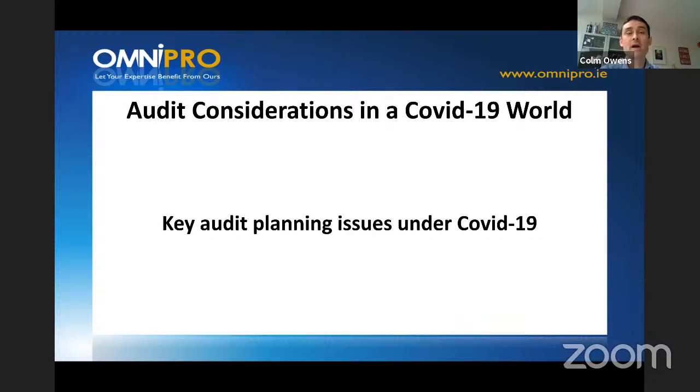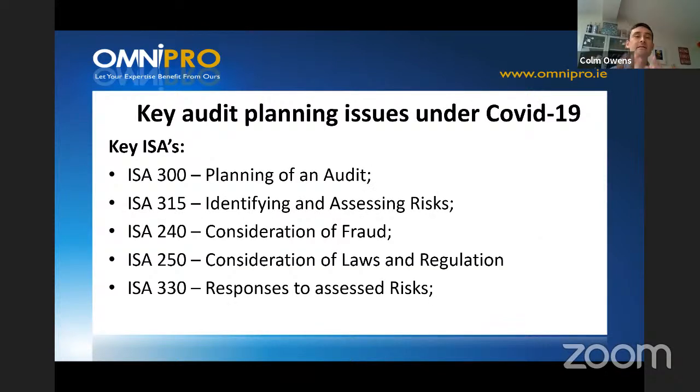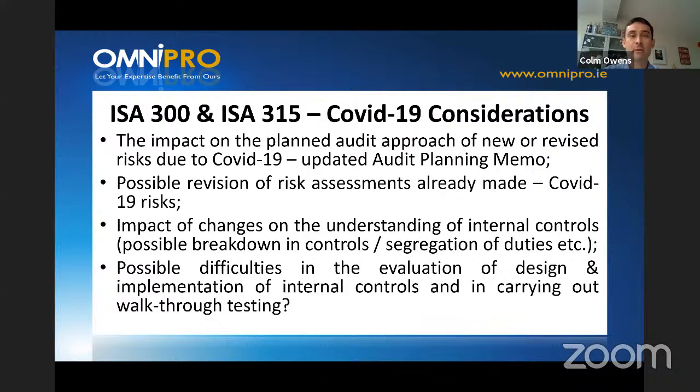And then moving on to planning issues, the key ISAs here are 300, 315, 240, 250, and 330. In terms of them, you'd probably spend an entire day going through each individual one. But really, in terms of 300 and 315, the realization is that the planned audit approach has changed.